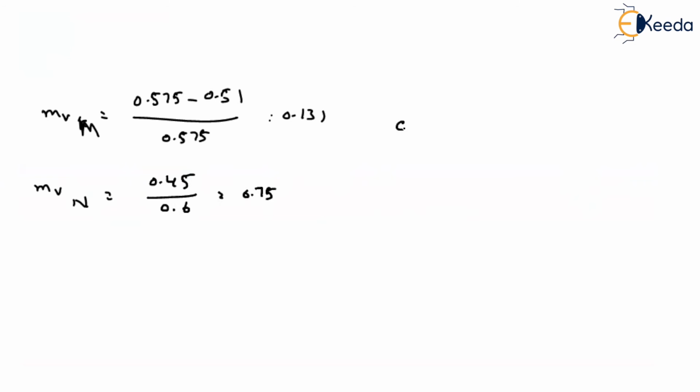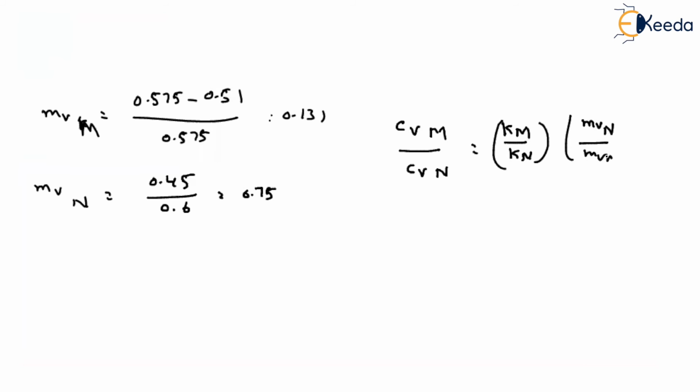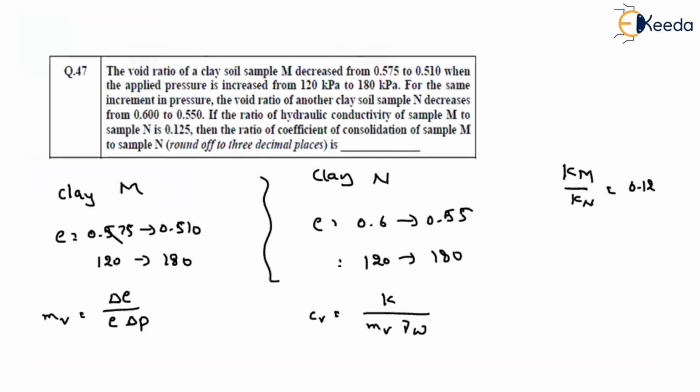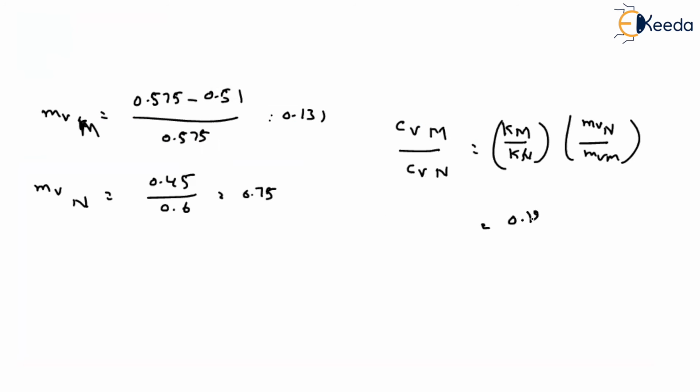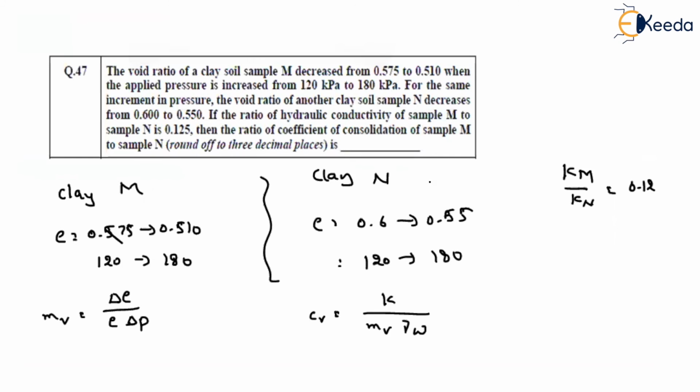That's it. Let us say the coefficient of consolidation for sample M to the coefficient of consolidation for sample N will be equal to Km by Kn, since K is directly proportional, and mvN to mvM, since mv is inversely proportional. They have directly given 0.125, and this ratio we have to consider in reverse, mvN to mvM, that is 0.75 to 0.131. If you solve this, this is your coefficient of consolidation for layer M to layer N.